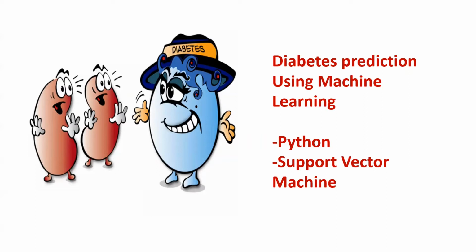Hello guys, in this video, we are going to build a machine learning system that can predict whether a person has diabetes or not. We will be using one of the important machine learning algorithms, that is support vector machine. We will do our coding in Python. First, we try to understand what is our problem statement and something about SVM, that is support vector machine.